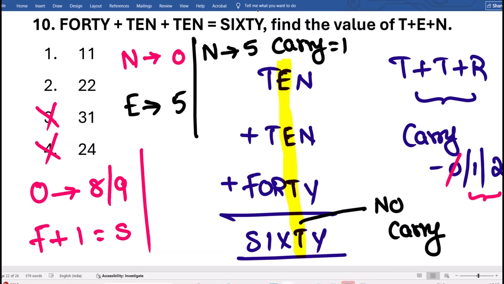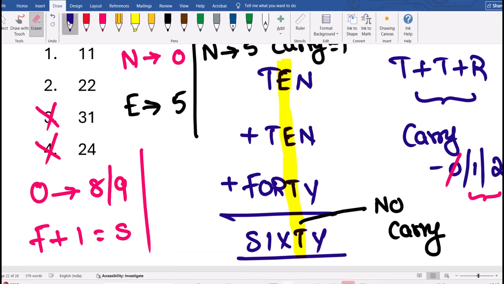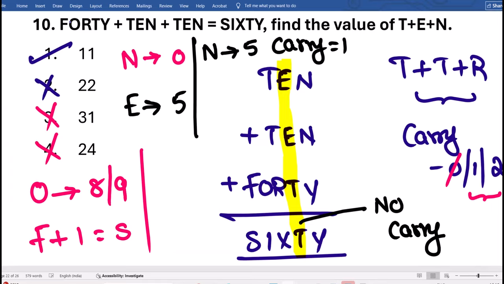Then it's like E plus T plus 1 equal to T. Then yeah, that's not possible. E plus T plus 1 with units place T cannot be possible. So damn sure N is not 5 here. Yeah, answer 11. Nothing much to focus.